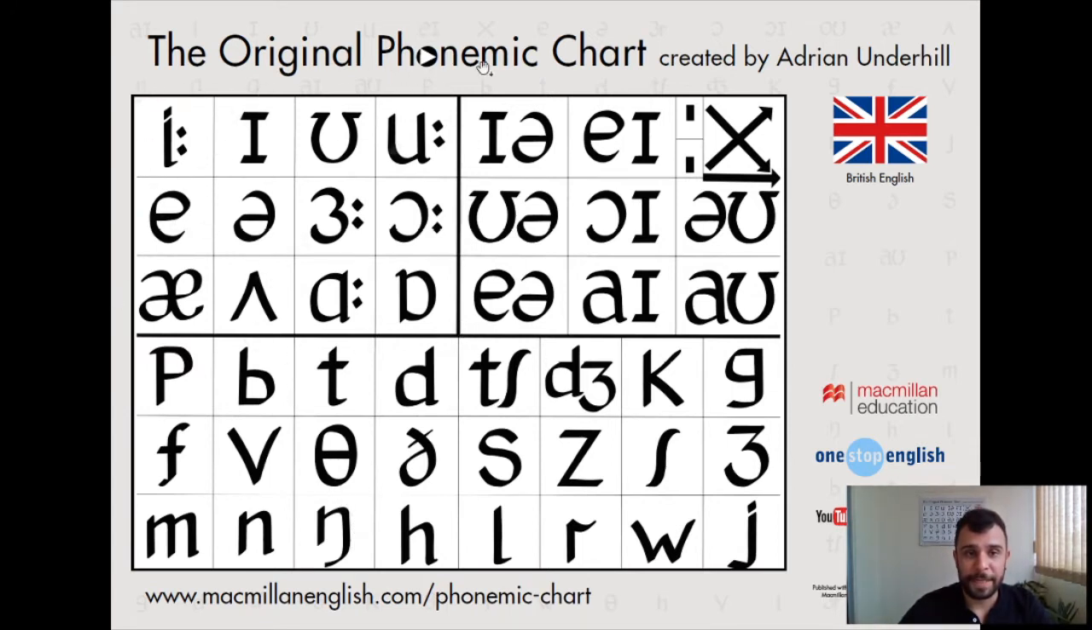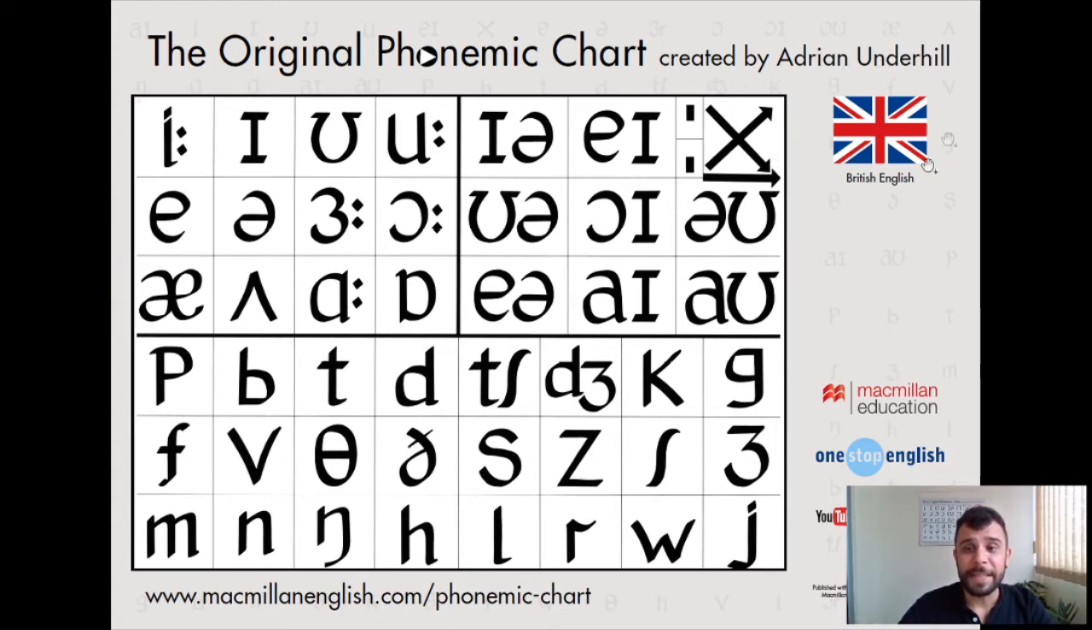In the first rectangle you will have the vowels, all the possible vowel sounds in English. Then you will have the diphthongs in English, and we'll be talking about these two next time. And then the bottom rectangle presents all the possible consonant phonemes in English, and you will see that there are 24.